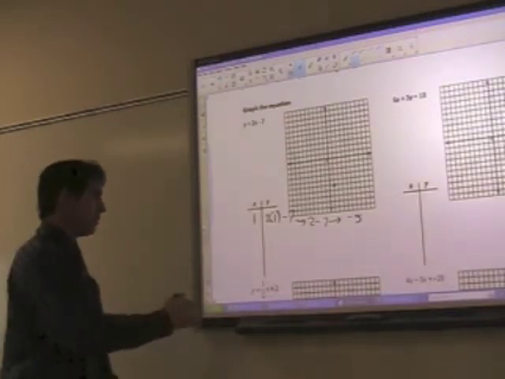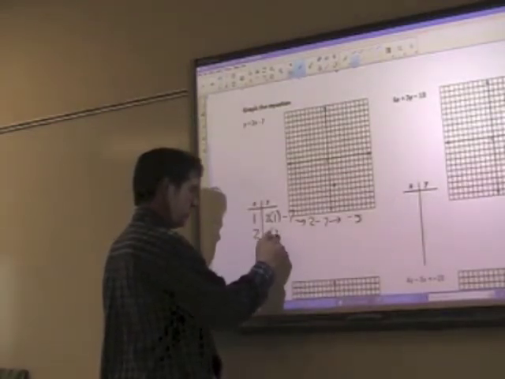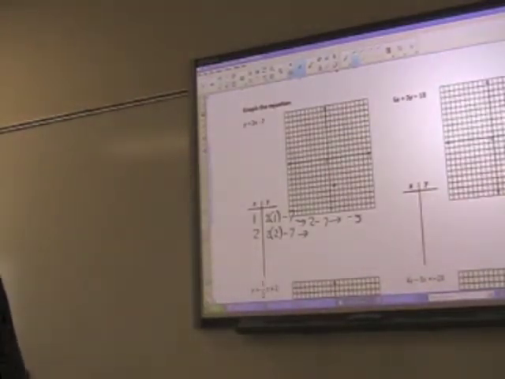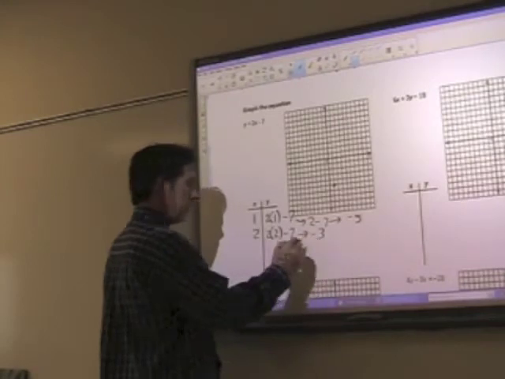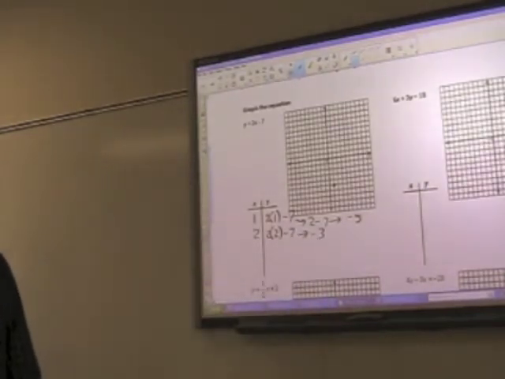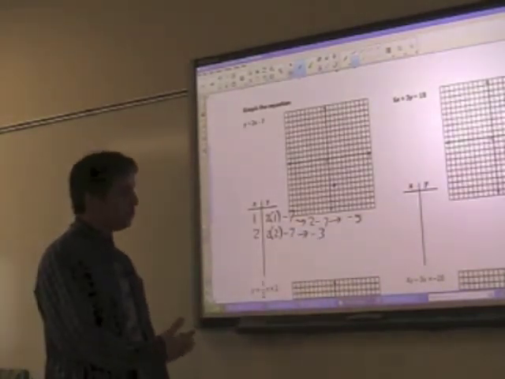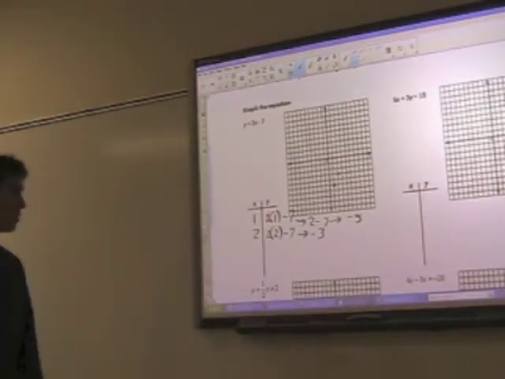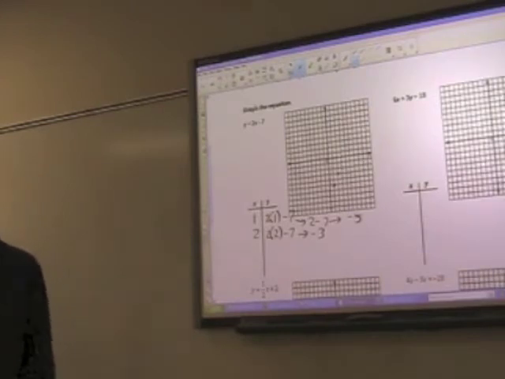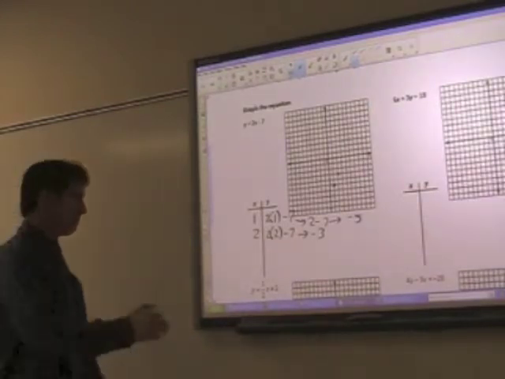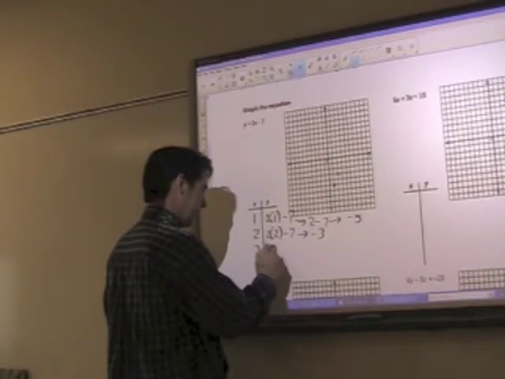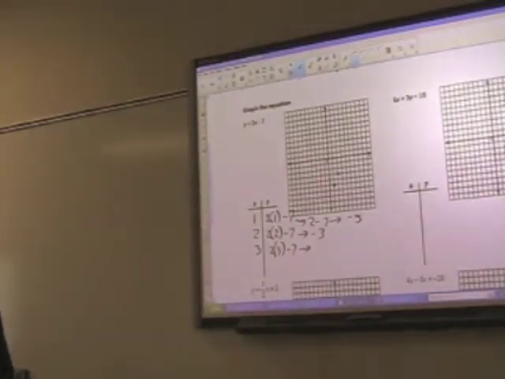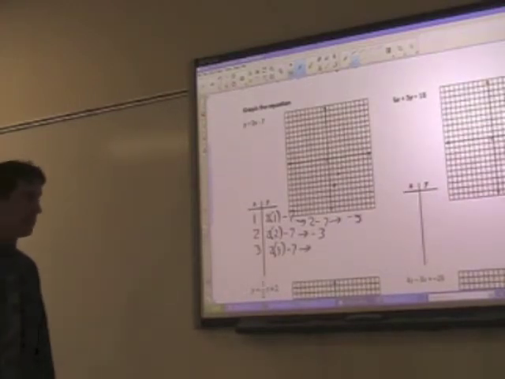All right, let's do 2. 2 times 2 minus 7. -3. It is a -3. So it's 4 minus 7, and 4 minus 7 is -3. So we have 2, then -3. Let's choose another one. 3. 2 times 3 minus 7. -1. -1.